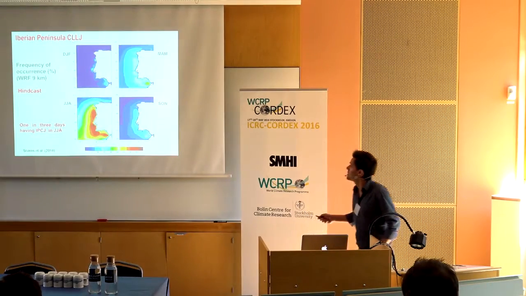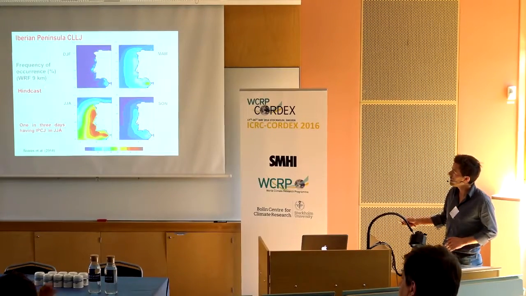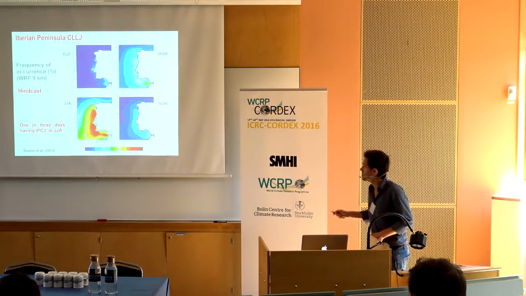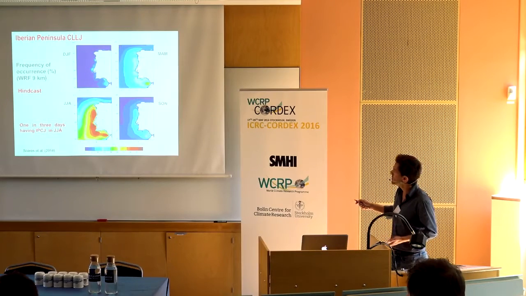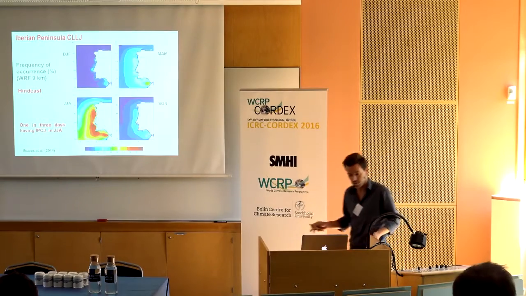And here we have the results of the frequency of occurrence of the jet for the 9 kilometers hindcast simulation. And we see that this jet doesn't occur only in summer, but also in present climate we have some occurrences of around 10% in the intermediate seasons, and around 30%, one in each 3 days, we have jets over the Portuguese coast, and of course the higher frequency of occurrence values occur because of the expansion fans down in the capes.